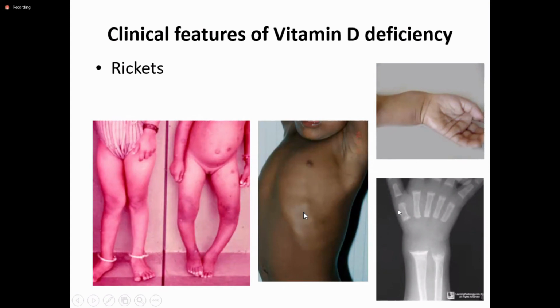This is called rachitic rosary. You can see the wrists are swollen and deformed. And if you do X-ray, there will be a classical picture of rickety changes.